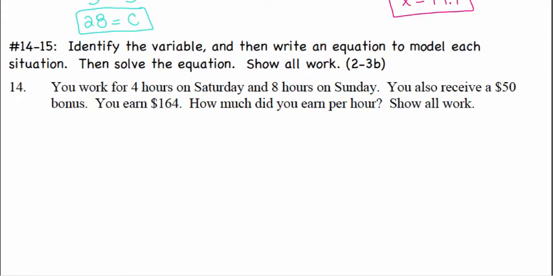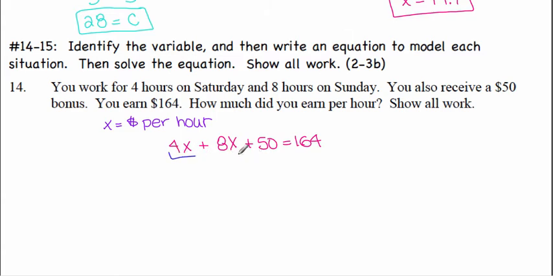So the first thing I'm going to do is define my variable. X is going to equal the amount of money I make per hour. And now I'm going to go ahead and do my equation. If I work 4 hours on Saturday, I'm going to take my 4 hours and multiply it by the amount of money I make per hour. Add it to the 8 hours I work on Sunday. And I'm going to add my $50 bonus, and that should equal $164.